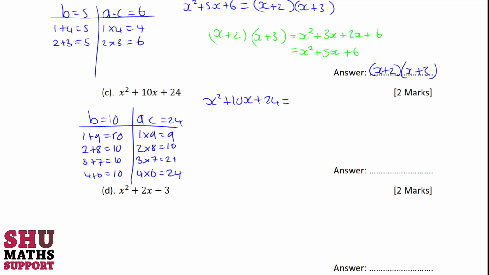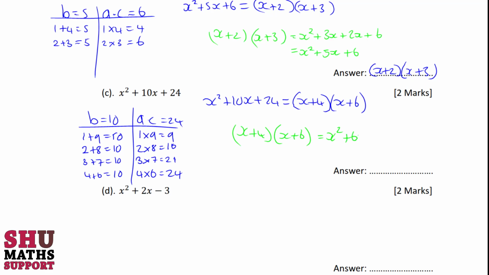So this means that x squared plus 10x plus 24 is equal to x plus 4 times x plus 6, and then let's double check this. So if we have x plus 4 times x plus 6, then we have x times x, which is x squared, x times 6, which is 6x, 4 times x, which is 4x, and 4 times 6, which is 24, and then this simplifies to x squared plus 10x plus 24, which is the expression we started with, so we know our factorized version is correct. So on our final answer line, we want to put x plus 4 times x plus 6.